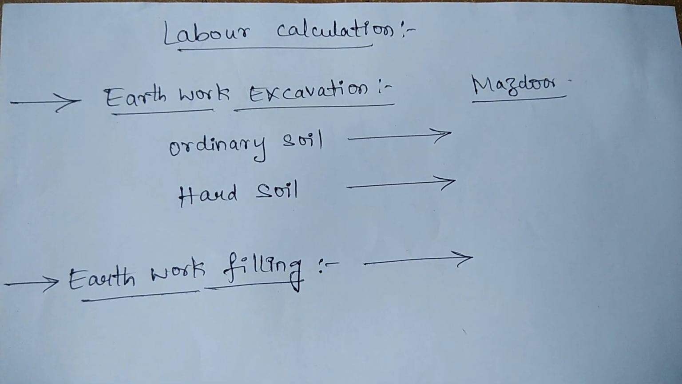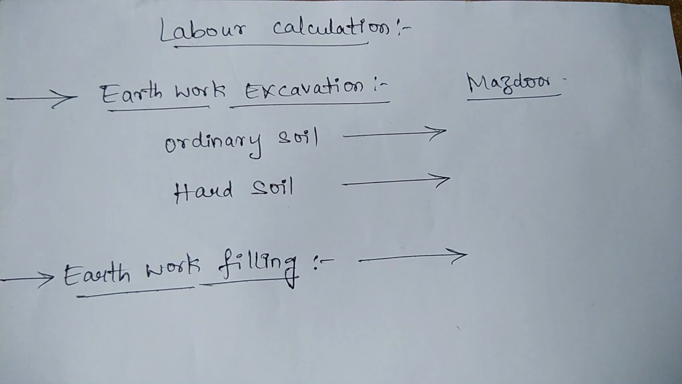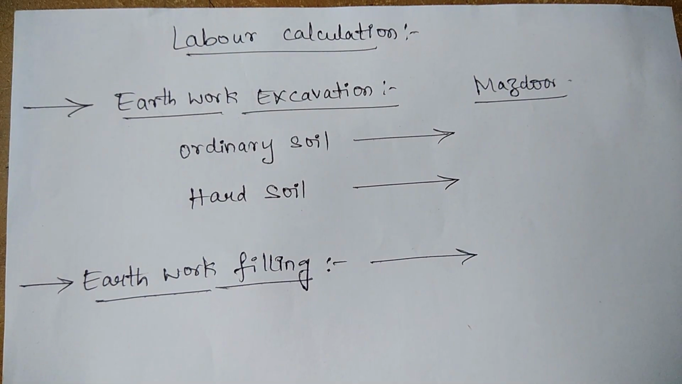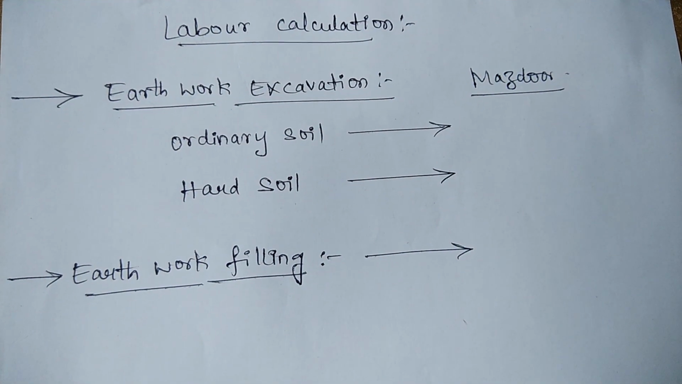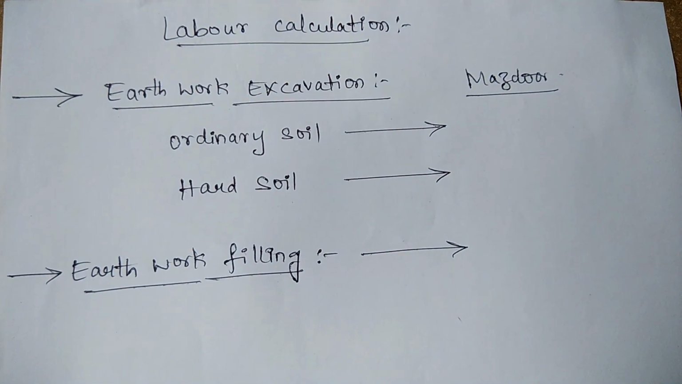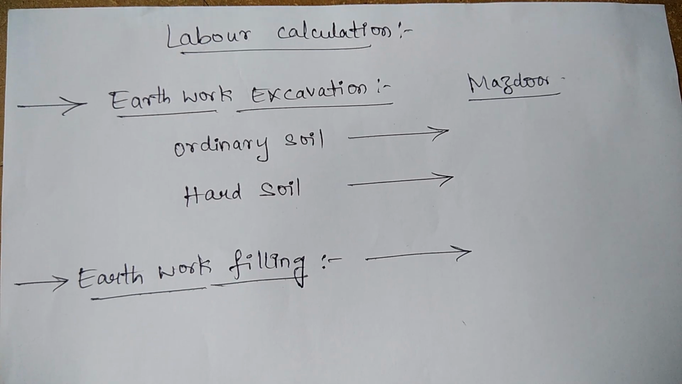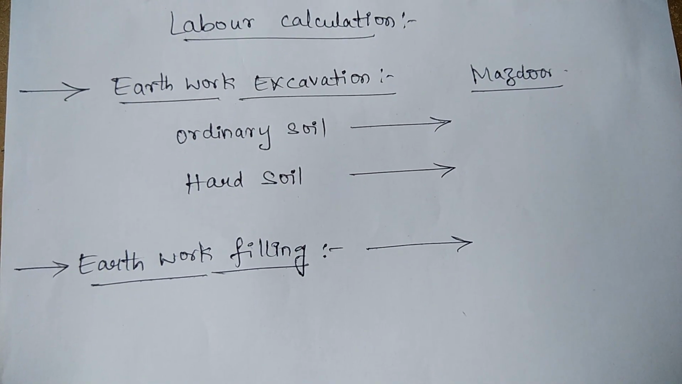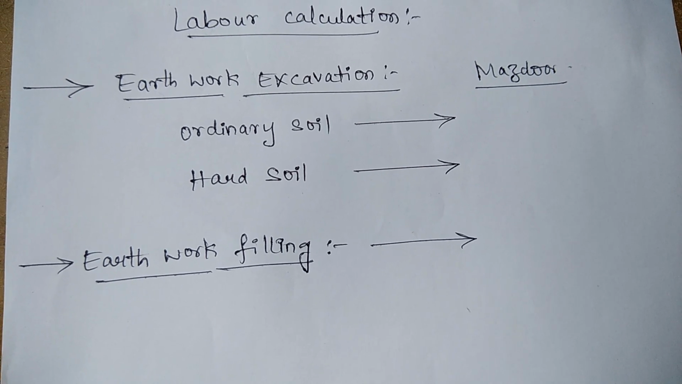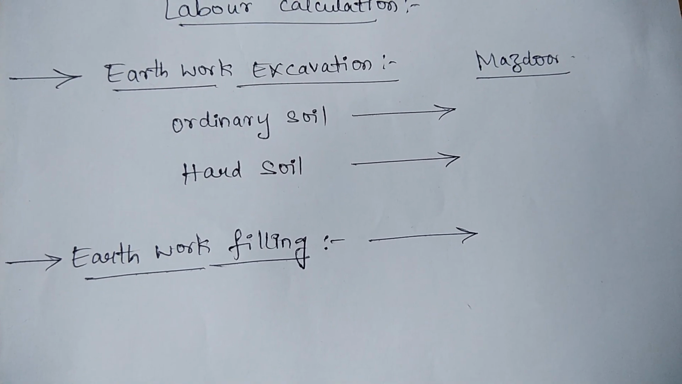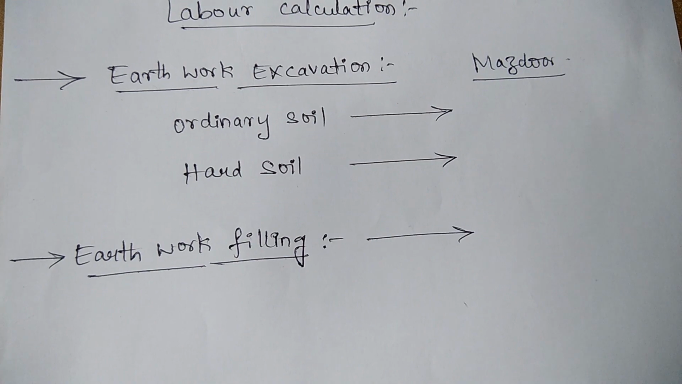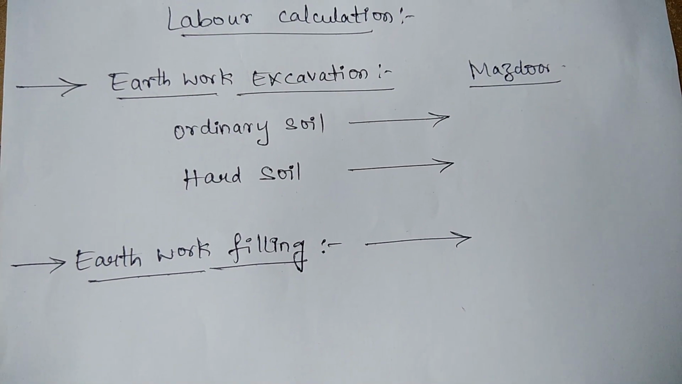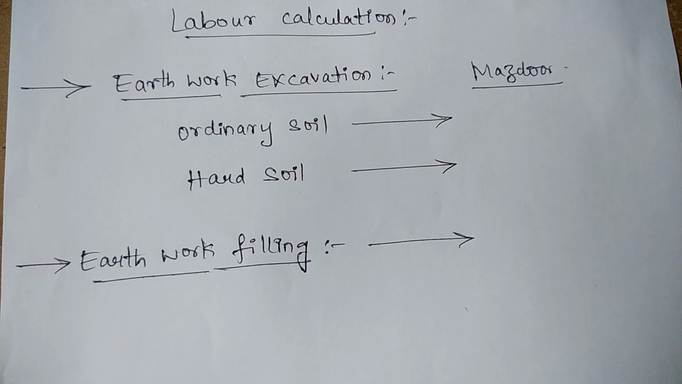In this video I will teach how to find the labor quantity with the help of a simple trick. Let us start finding the quantity of labor for the earthwork excavation first. In the earthwork excavation there are two types of soil. One is the excavation will be done on the ordinary soil and other the excavation will be done on the hard soil. So I will first write the labor quantity for the ordinary soil.